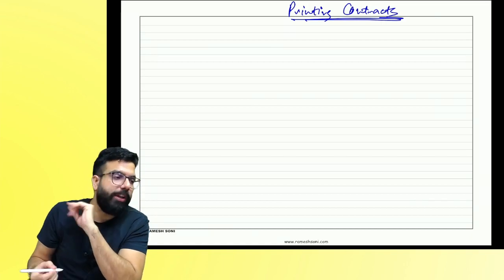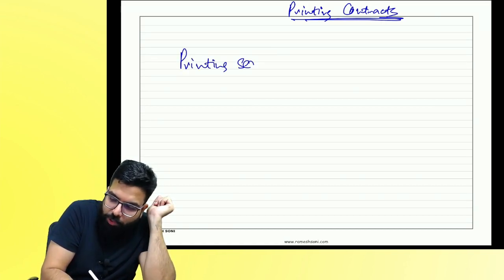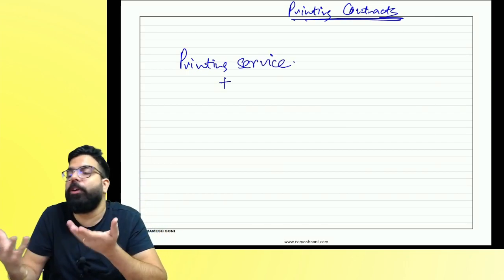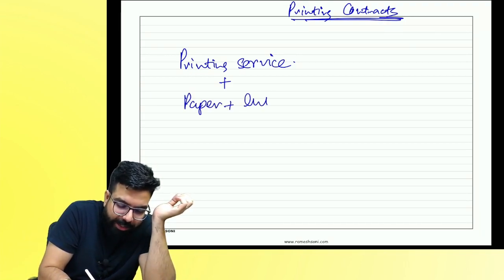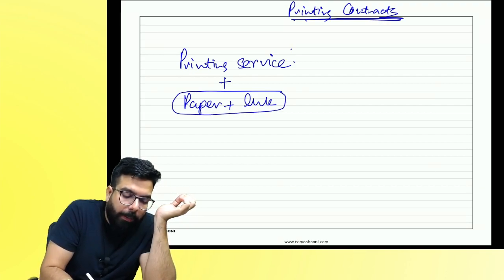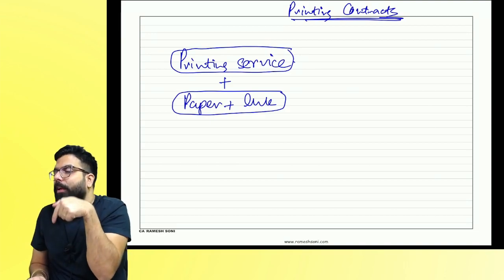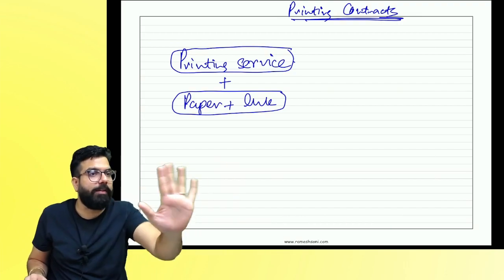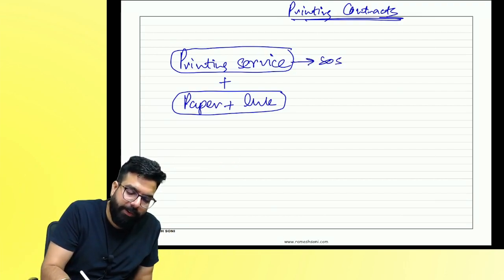So, the printer gave me two things. One is, he did the printing, which is a service. Do you guys agree with me? Plus, when he did the printing, what will he print on? He'll print on paper. Plus, he will use ink. Do you guys agree with me? He gave me printing, plus he did the printing on paper, he used ink, so he gave me service also. Service plus goods. Printing service is a supply of service. Paper, ink, etc. is supply of goods.